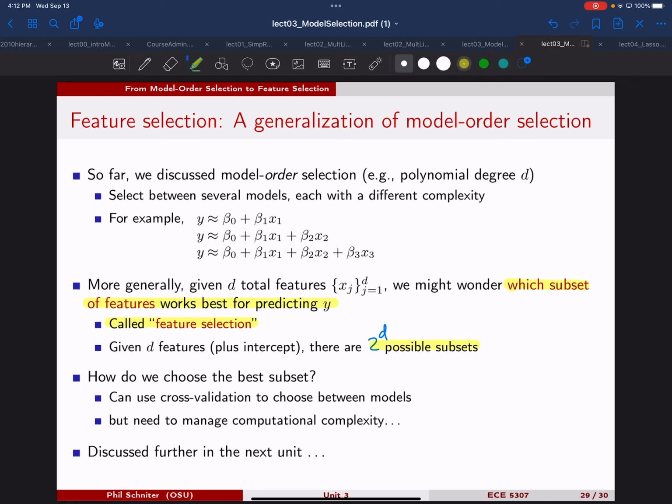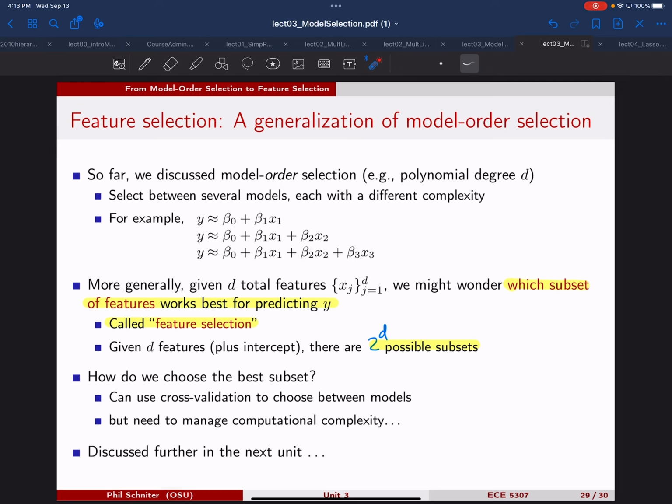So that's a very different problem than the one we were working with in this unit, Unit 3, where we had basically d choices, right? Either I use 1, 2, 3, all the way up to d. So instead of d choices, I have 2 to the d choices. That's a much more difficult problem. So that's the problem that we're going to tackle next.